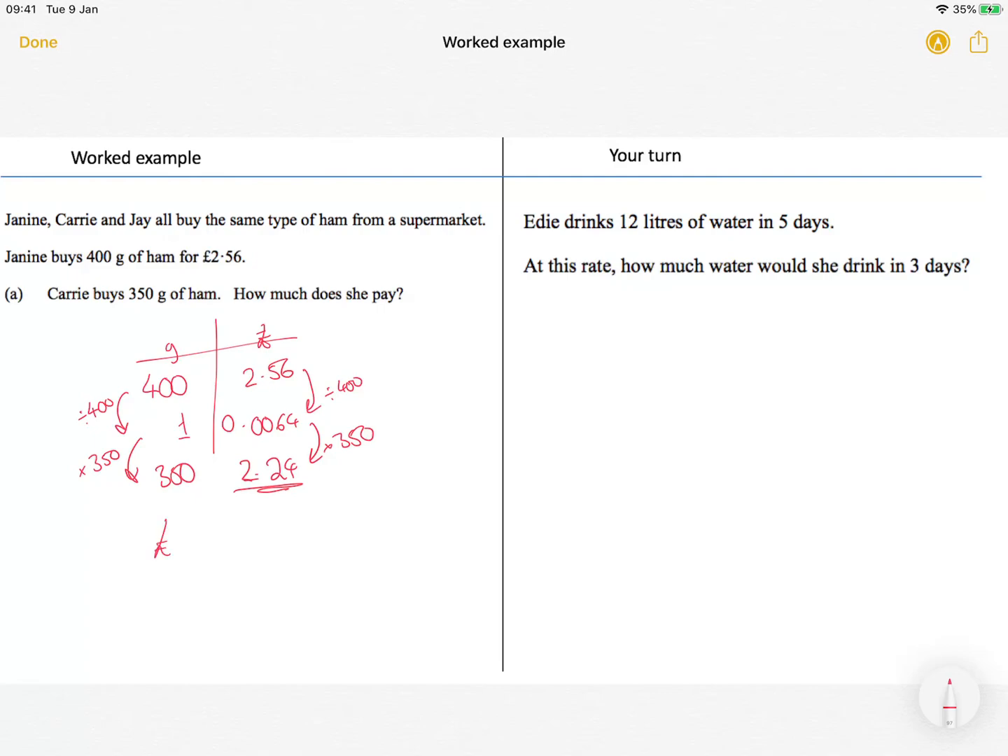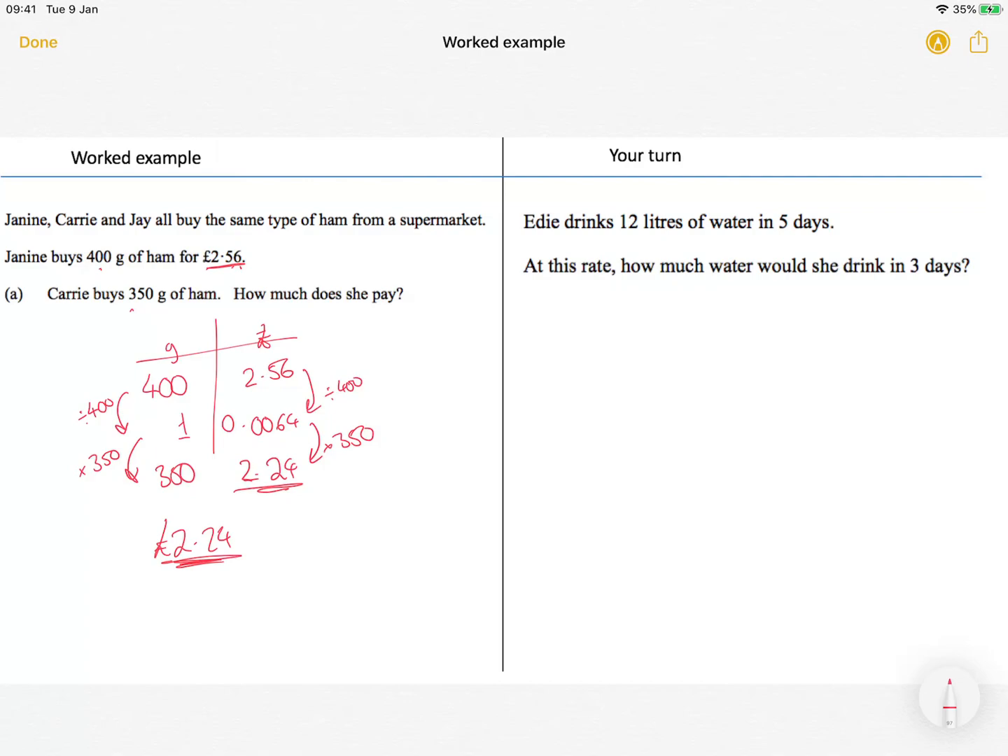So my final answer is £2.24. I can just double check, does that make sense? Where 400 grams is £6.56, and if I'm buying 350, it's got to be less than this amount. Well, my answer is less, so that makes sense. And yeah, that's what you can do to check.